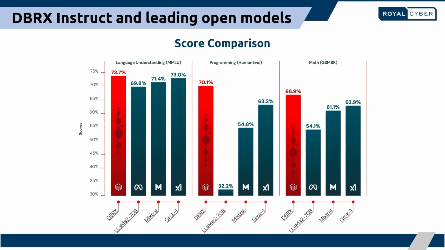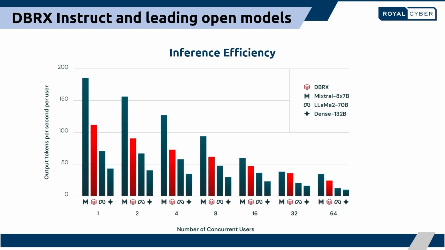Coming to the comparison of scores, DBRX outperforms all other leading models like Llama 2, Mixtral, or Grok in terms of language understanding, programming, and even math capabilities. Even in terms of inference efficiency, it is advancing the state of the art metrics amongst the open source models thanks to its fine grained mixture of experts architecture. The MosaicAI model serving combined with DBRX can generate text at up to 150 tokens per second per user.